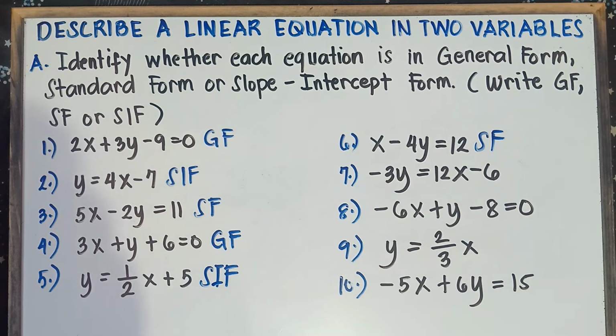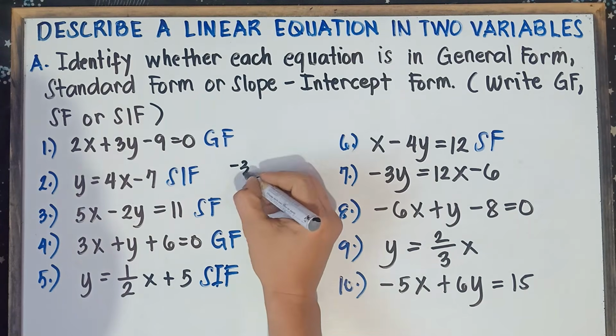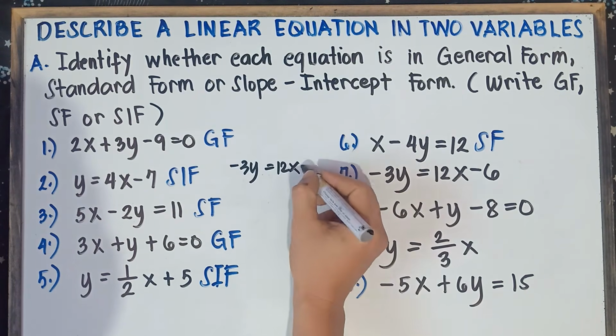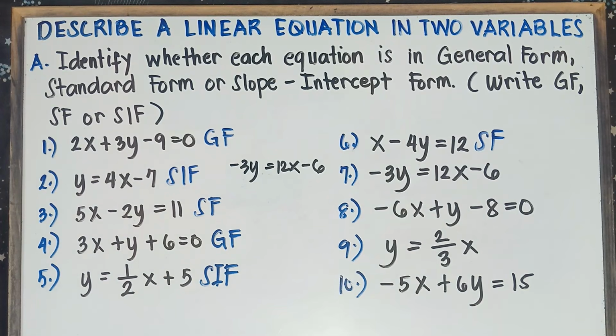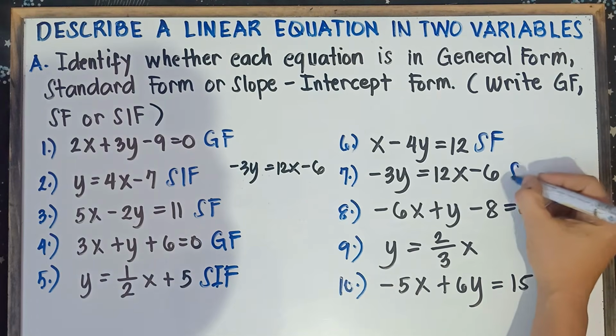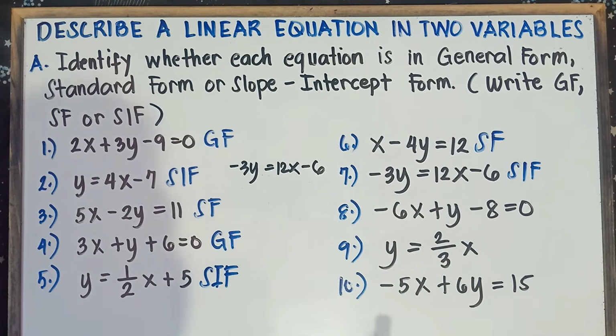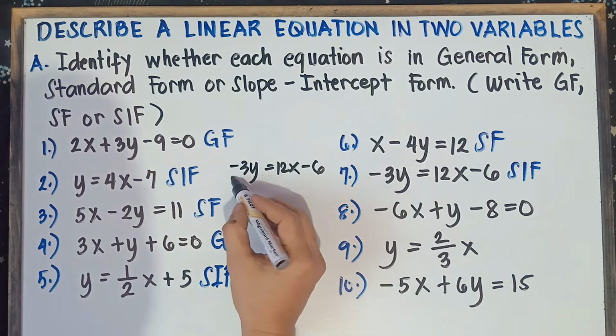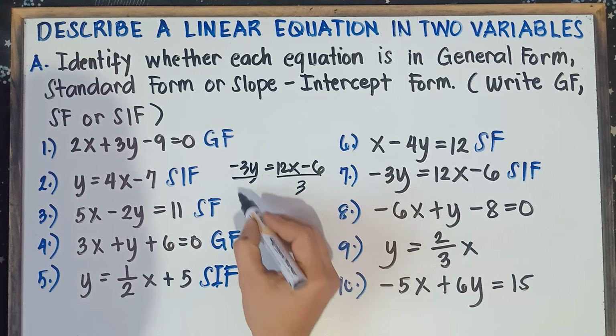Alright, and then for number 7, what's the answer, class? Negative 3y equals 12x minus 6. What's the answer, class, for number 7? That's correct. That would be SIF. It should be slope-intercept form. Why is that, sir? Because we can divide the equation by negative 3.